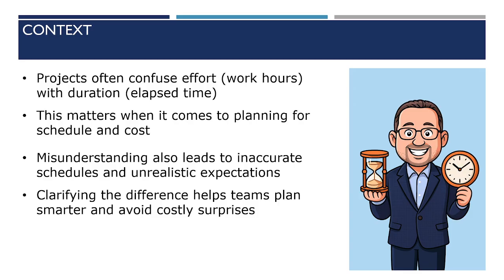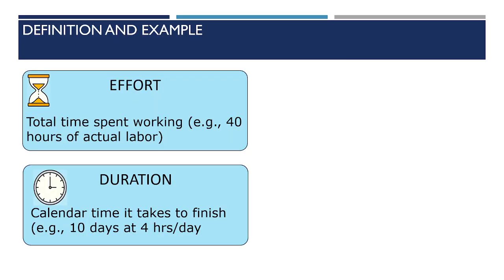being done. And it matters when it comes to planning and schedule and cost and even resources, and I'll talk about why. Because the misunderstanding leads to inaccurate schedules, unrealistic expectations, and blown budgets. So clarifying them really helps the teams to plan smarter and avoid those surprises. So let's talk about the definition, and I'll give you a real example.